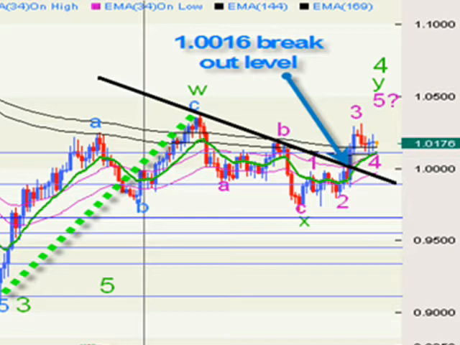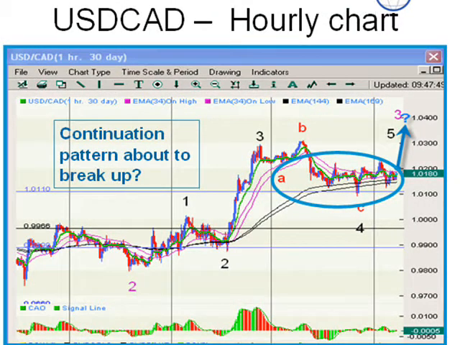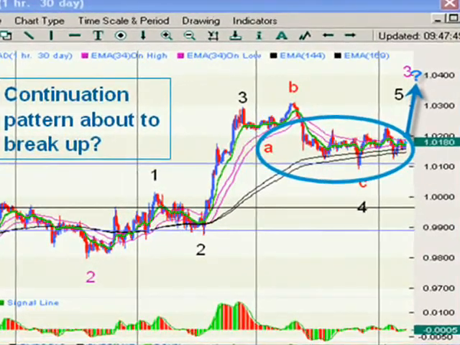Let's see what the hourly chart is showing us. The hourly chart is consolidating in a sideways pattern. You can see the sideways consolidation, and this looks like a continuation pattern, which when complete should break up to continue this sequence. So the hourly chart confirms what we're seeing on the daily chart.